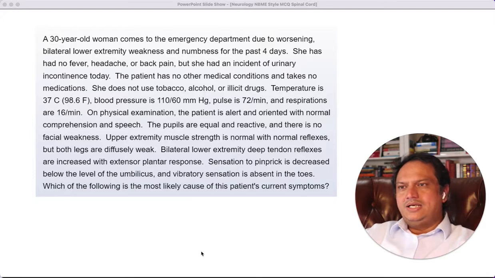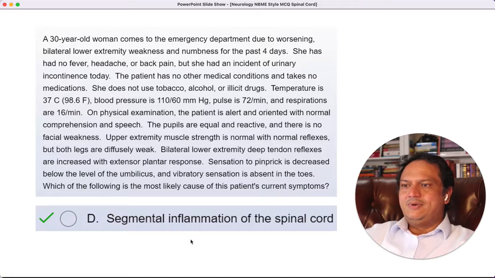So quick onset, likely inflammation, could be autoimmune, could be infectious inflammation, but unlikely to be infarct. So let's look at the answer. And the answer is segmental inflammation of the spinal cord at the T10 or so level.